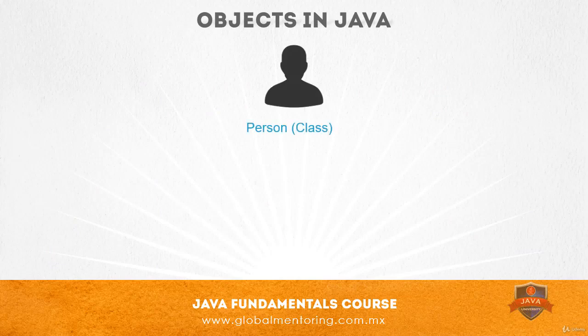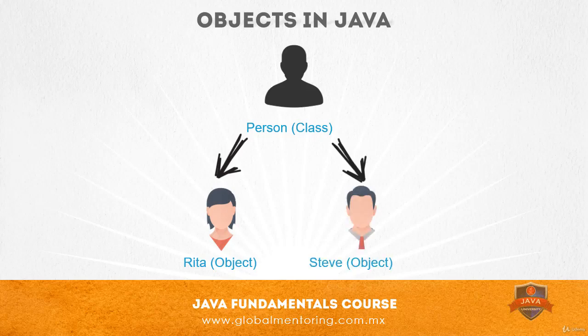We already defined the class person, but we need to create objects in order to use this class. So we need to create some objects, for example, Rita or Steve. An object is the instance of a class. That is to say that from our template, it is possible to create concrete objects with which we can work. That is, change its values and call its methods.